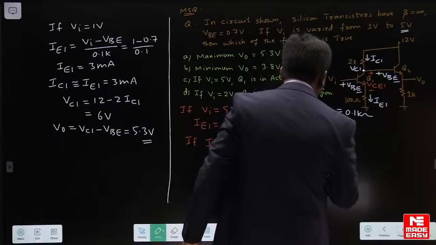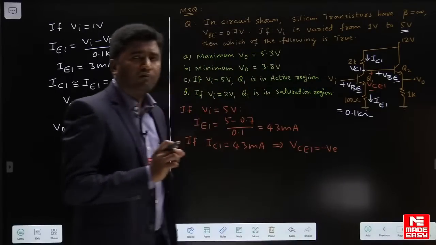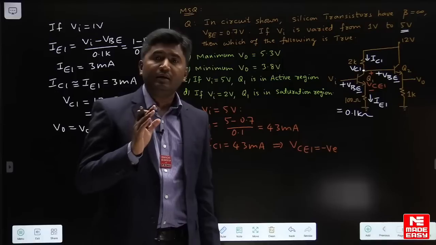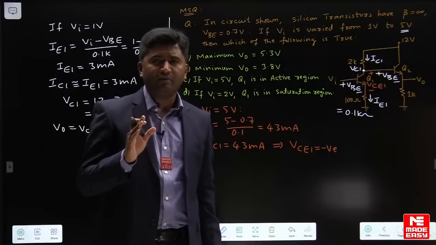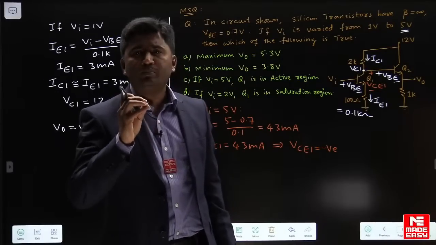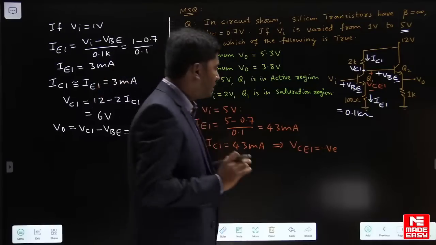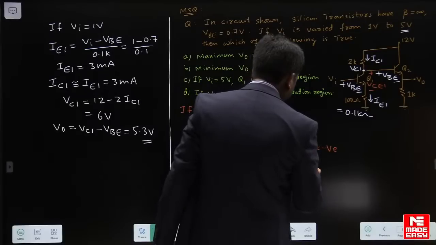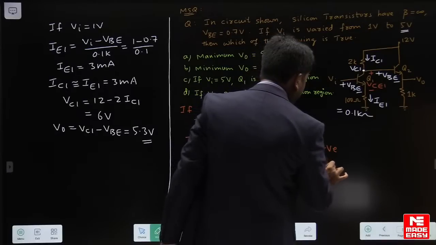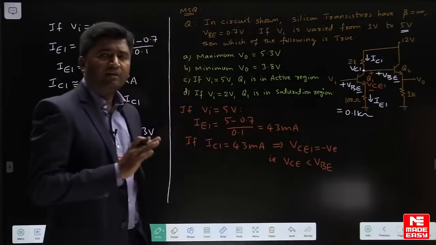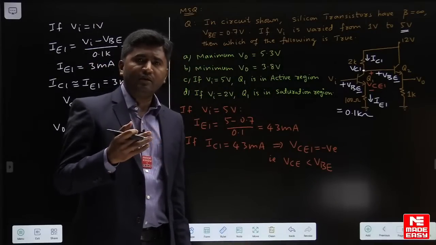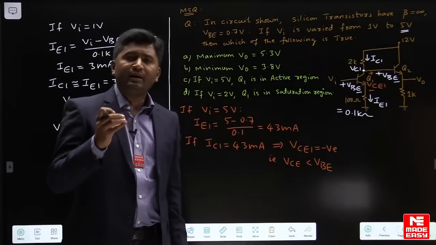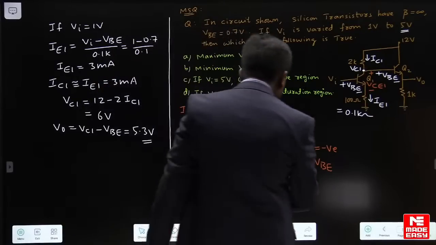VCE1 becomes negative. Now please remember, for an NPN transistor VCE cannot be negative. For an NPN transistor, collector to emitter voltage cannot be negative; VCE should always be a positive value. So what I can conclude here is I am getting VCE negative, that means VCE less than VBE. Now everybody knows well, when VCE is less than VBE, that transistor will be in saturation region. Whenever you get VCE less than VBE, you can directly say the transistor is in saturation.